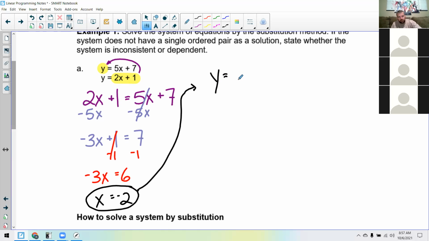It does not matter which one you plug it into. 2 times -2 plus 1. So I get y equals -4 plus 1. So y equals -3.